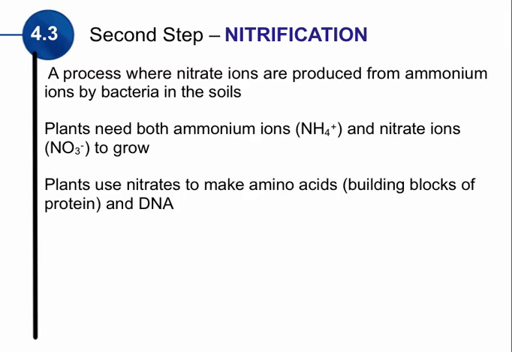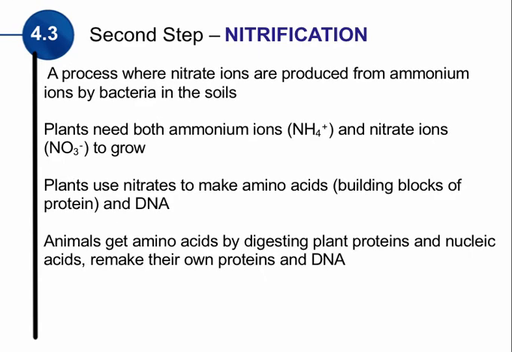And then once these plants take in the ammonium and nitrates, they use those to make amino acids, their own building blocks, and their own DNA. And then, as we've already looked at, once the plants have the amino acids, once they have the nitrogen, it is in the food chain. And animals get their amino acids by digesting the plant proteins and nucleic acid, and then once it's inside the animal, it can remake their own proteins and DNA. And this is the same process that occurs in humans. We get our amino acids from plants and proteins, and we have the nitrogen then in our system.